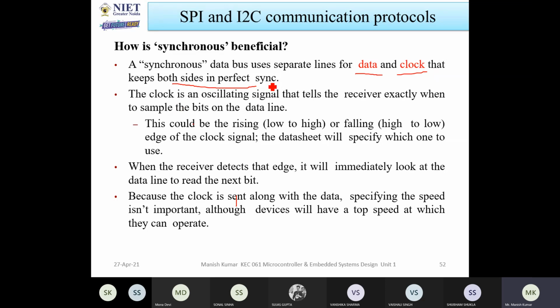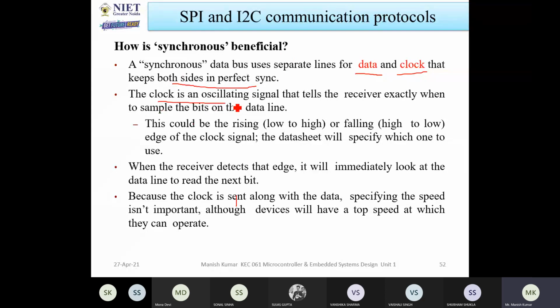But in asynchronous, what will happen? You can send 1 byte of data, then again you have to read the clock. So in asynchronous, data and clock are not perfectly synchronized. So it may slow the transfer, it will decrease the transfer rate, it might be possible.